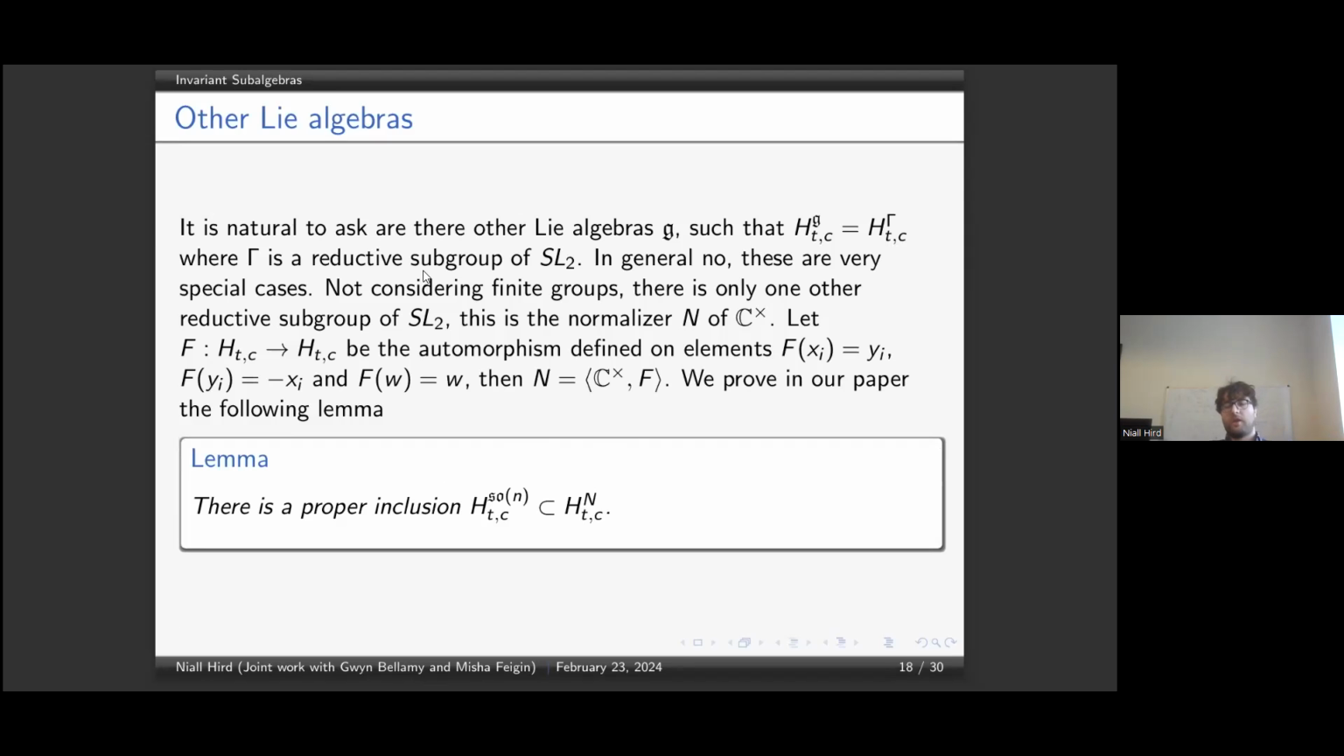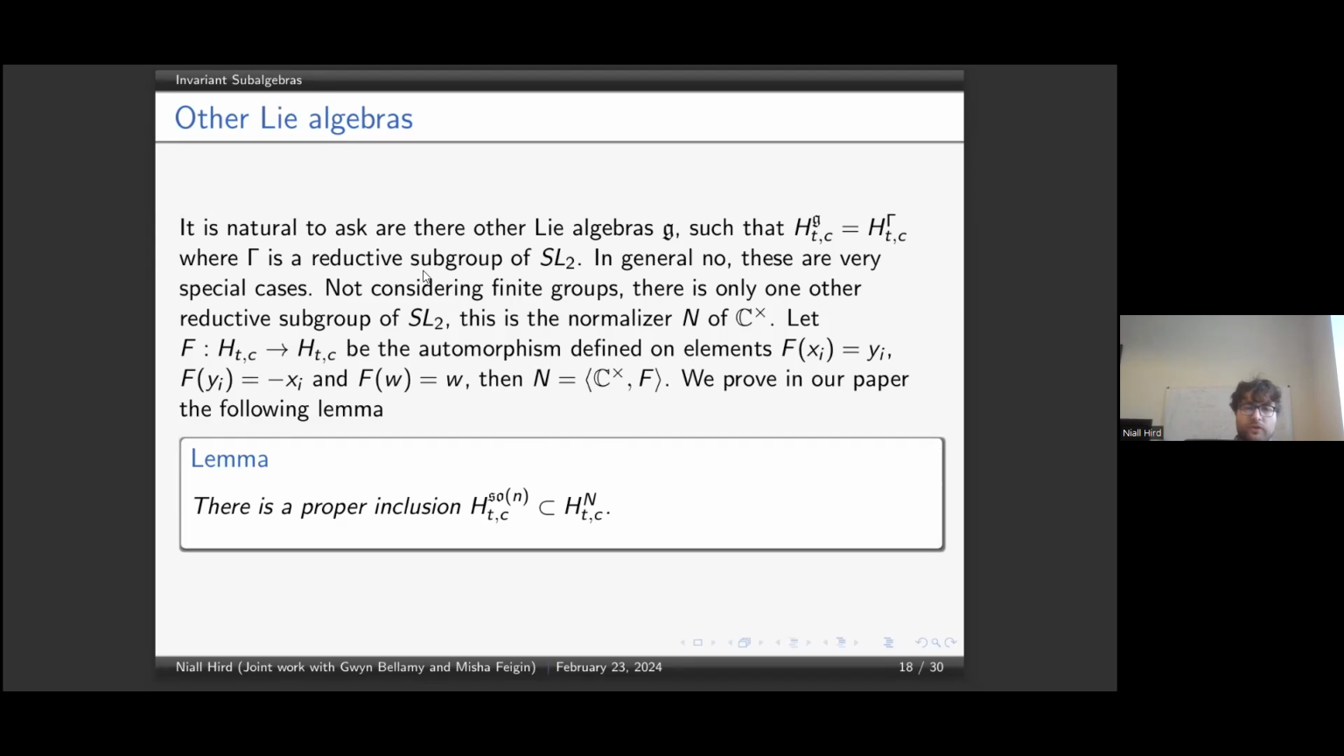So then one line of questioning we had was, is this unique to these two algebras, these reductive subgroups, or are there other ones that have this property? Can we find Lie algebras G and other reductive subgroups gamma so that we get this equality? And it turns out, in general, you can't do this. And we don't consider finite groups.